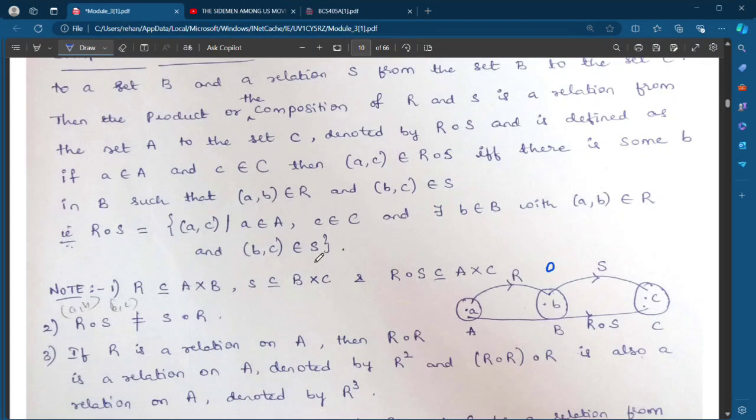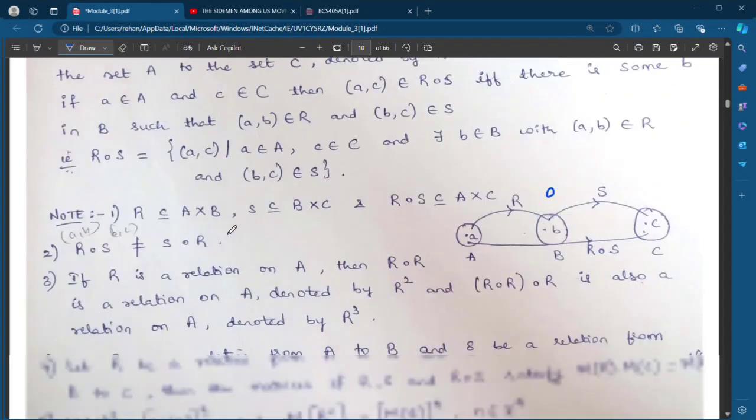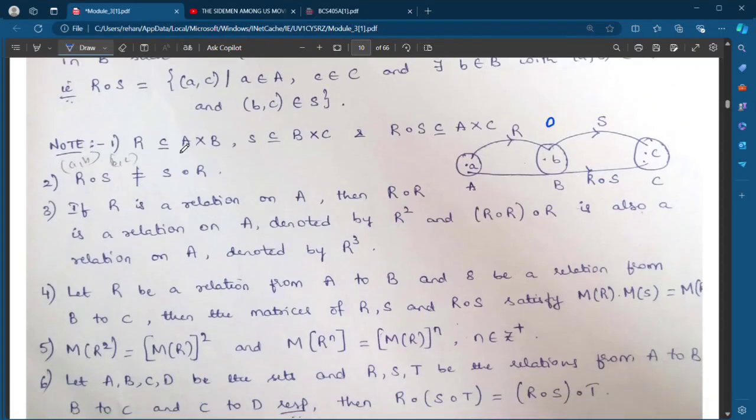In general, we are telling which term is whatever is there. We can see here (a, b) belongs to R, that is a relation from A to B, where a belongs to A and b belongs to B. Then from B to C, we can say that (b, c) belongs to relation S, where S is a relation from B to C, like that. So note, they are saying, if R is a subset of A cross B, S is a subset of B cross C, then R composition S is a subset of A cross C.